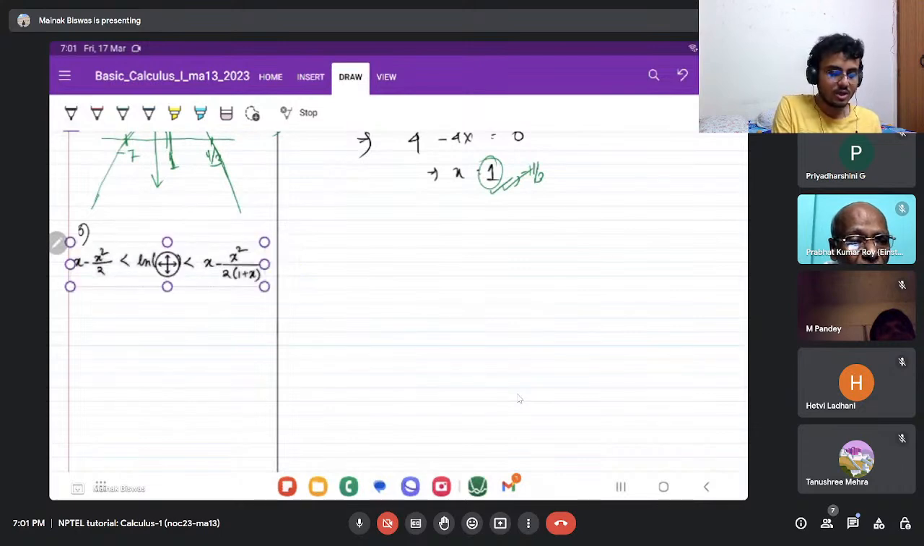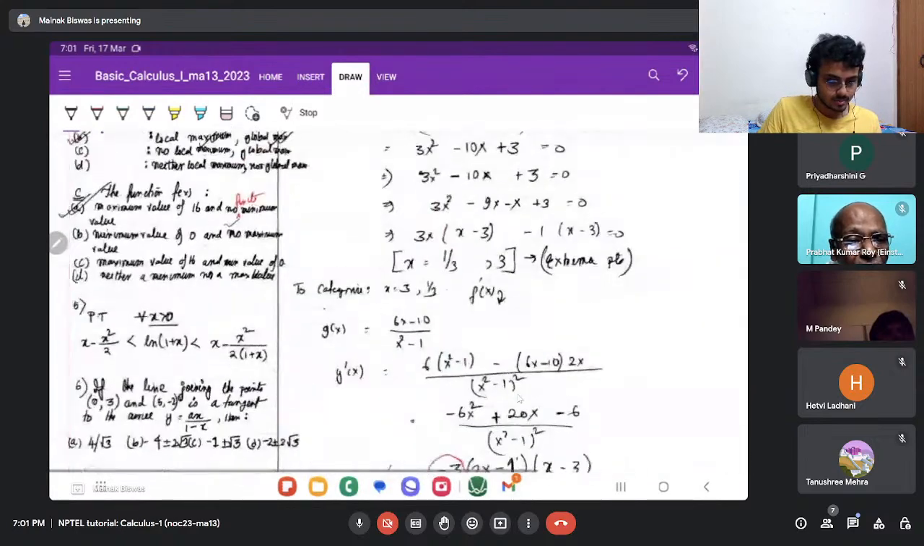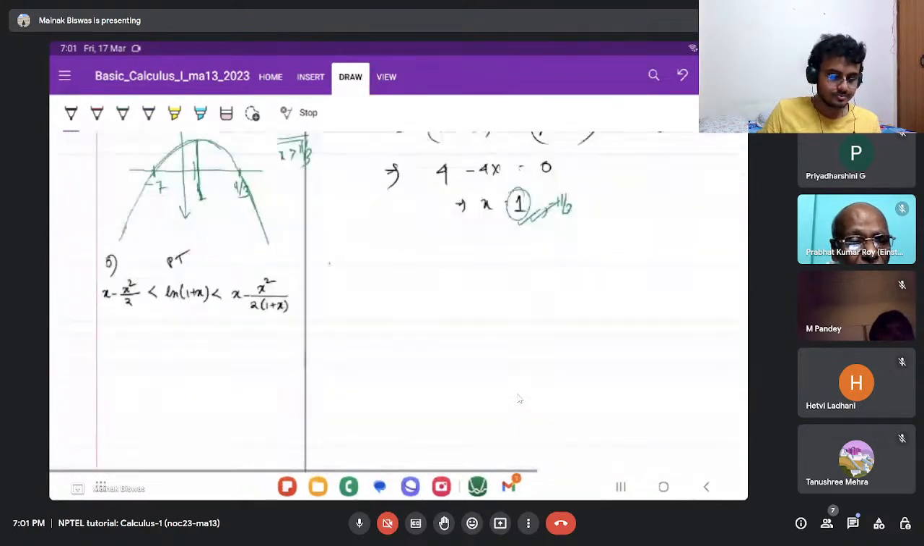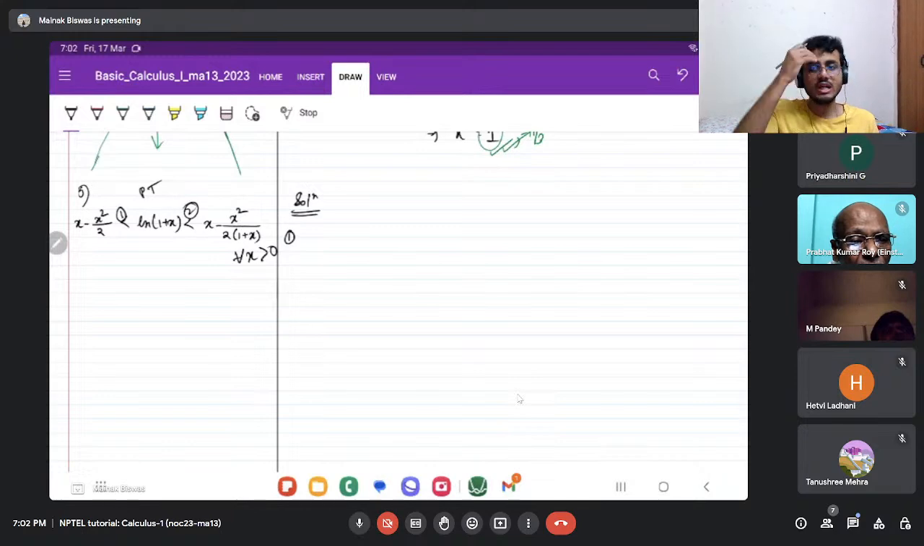Any idea how we'll do it? You need to show that for all values of x greater than 0. I will wait for 1 minute or 45 seconds. Can anyone give me the idea? Solution 1 and 2. We need to prove 2 inequalities, then we are done.